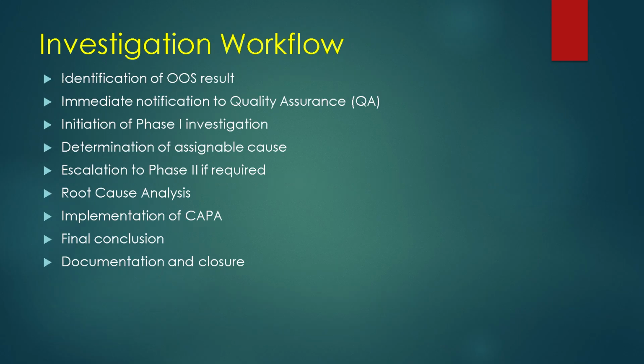The investigation workflow begins with identification of an OOS result, followed by immediate notification to quality assurance. Phase 1 investigation is then initiated to determine any assignable cause. If required, the process is escalated to phase 2 for detailed evaluation and root cause analysis. Based on the findings, CAPA is implemented, leading to the final conclusion along with proper documentation and closure.